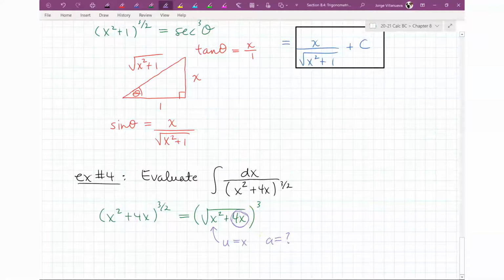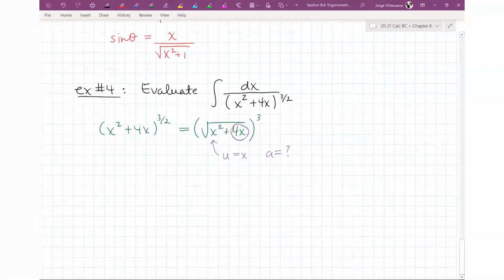Okay, so that's not going to work for me. The way it looks does not work. So what I'm going to have to do is complete the square inside of that radical. Let's work on that on the side. So x squared plus 4x is the same as x squared plus 4x plus something minus something, right? That's the way we complete the square.